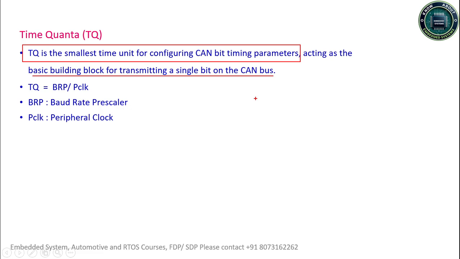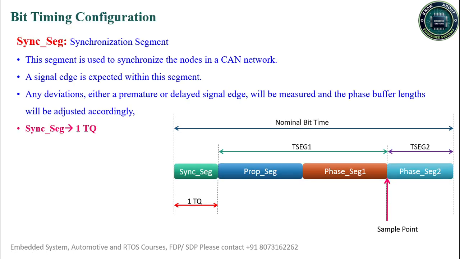Okay, this is the first definition, and this time quanta can be defined with the help of a simple equation. Time quanta is equal to BRP divided by peripheral clock. TQ stands for time quanta. BRP is the bit rate prescaler. It's a clock divider. And P clock stands for peripheral clock. So BRP, Baud Rate Prescaler, or you can say clock divider, and we have peripheral clock, also called P clock. Let's understand the segments one by one.